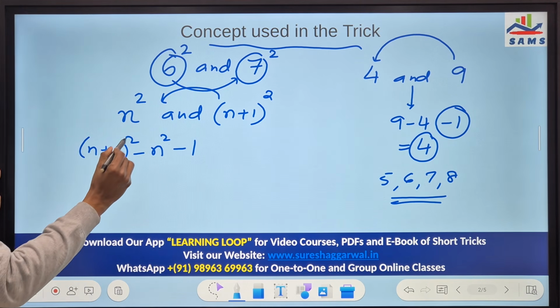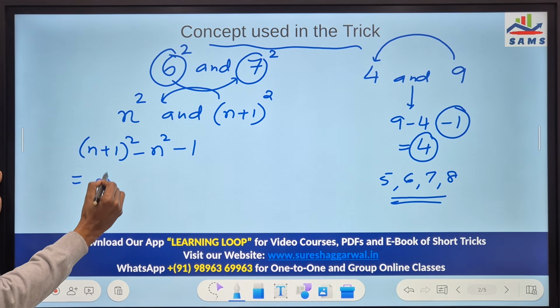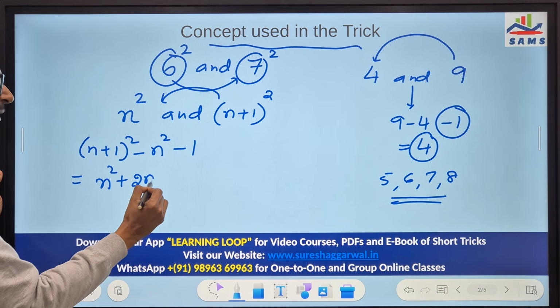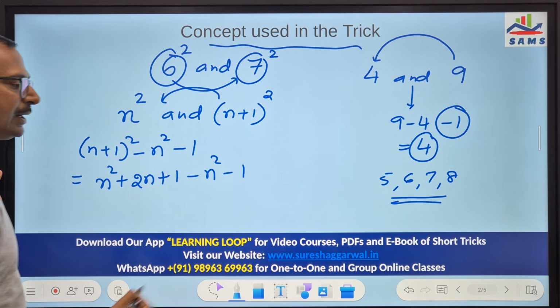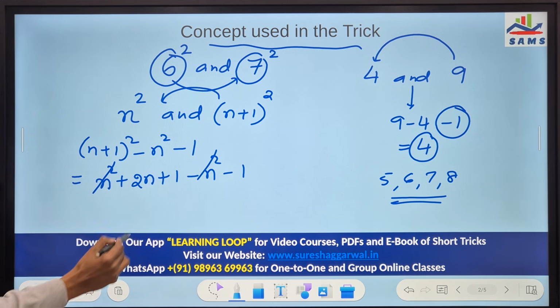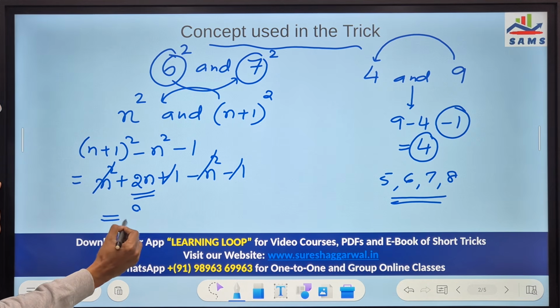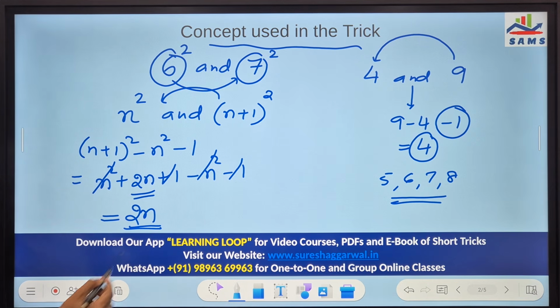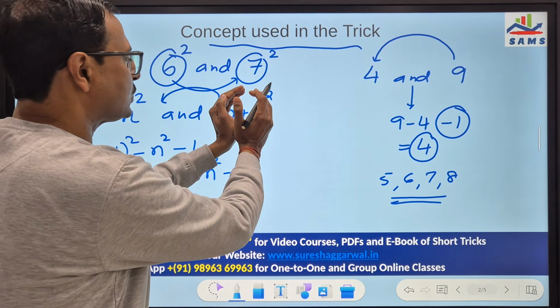So (n plus 1) whole square you can open using the identity (a plus b) whole square equals a square plus 2ab plus b square, and then the remaining things minus n square minus 1. So n square cancels out, plus 1 minus 1 cancels out, and you have the answer 2n. And therefore there are 2n natural numbers between n square and (n plus 1) whole square.